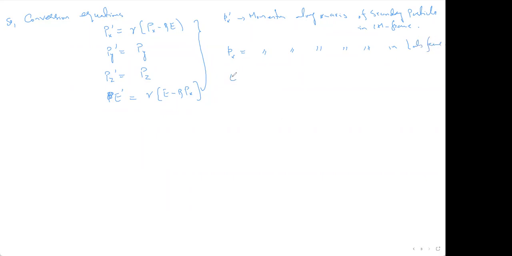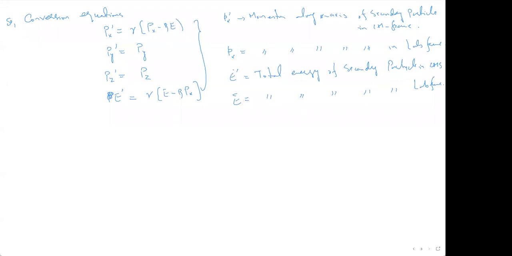Similarly, E dash क्या है आपका? E dash is the total energy of secondary particles in the center of mass system, या center of mass. And E is the total energy of the secondary particles produced in the lab frame, या rest frame. Right? So these are the conversion equations जो हम कहते हैं energy.